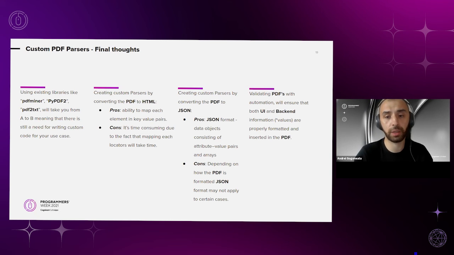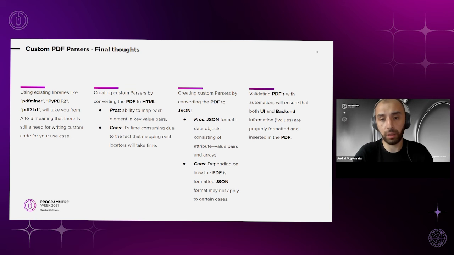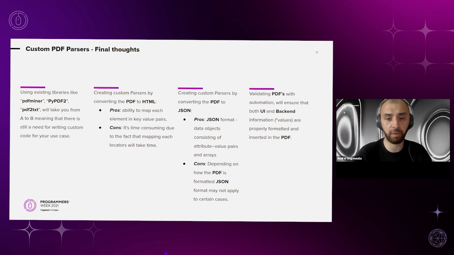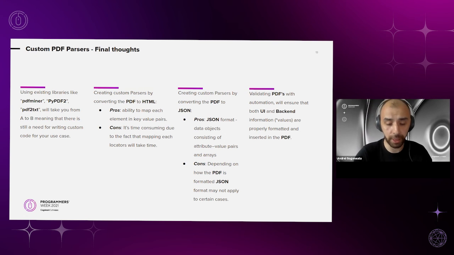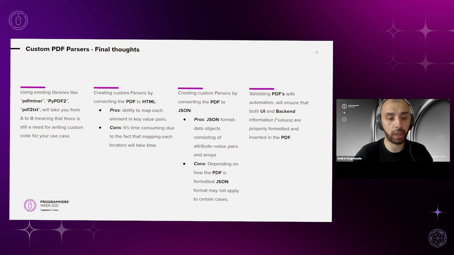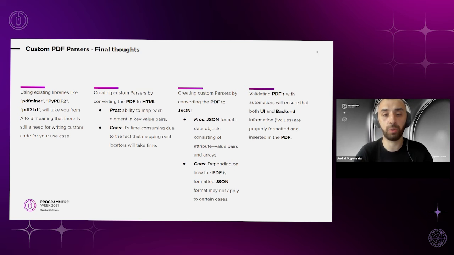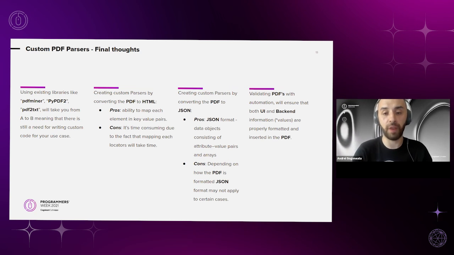And the conclusion is, if you validate PDF with automation, it will ensure that both UI and backend information are properly formatted and inserted in the PDF. Like I said previously, in some context that we worked on, some information was not in the UI, and as Andrei mentioned, you need to do specific queries from the DB to get the actual values.